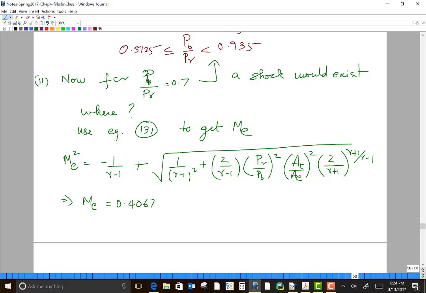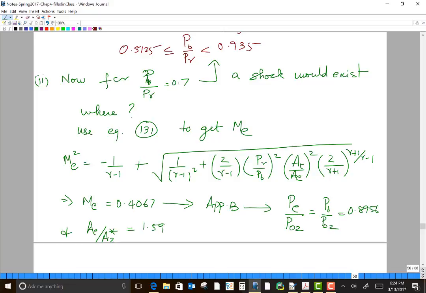So this is the Mach number behind the shock at the exit plane. From this, you can use Appendix B. You can get PE by P02 equals PB by P02 equals 0.8956, and AE by A2 star is 1.59. Okay, so you compute these guys.